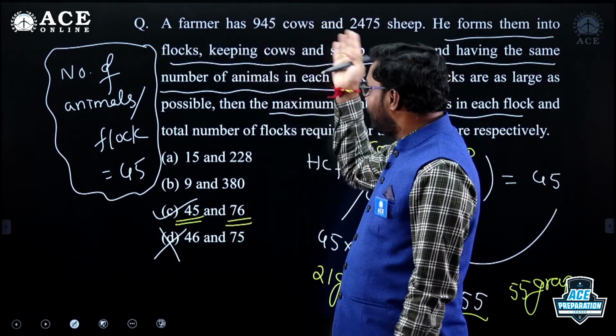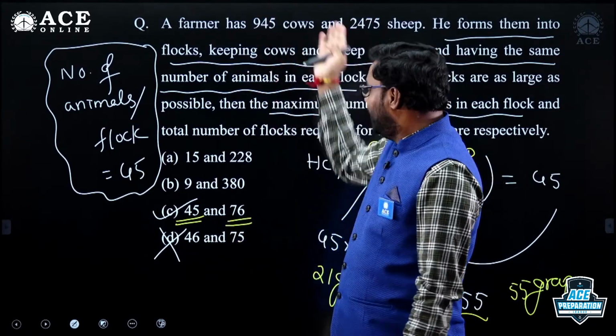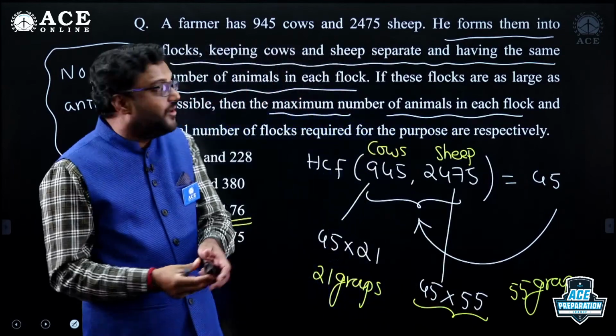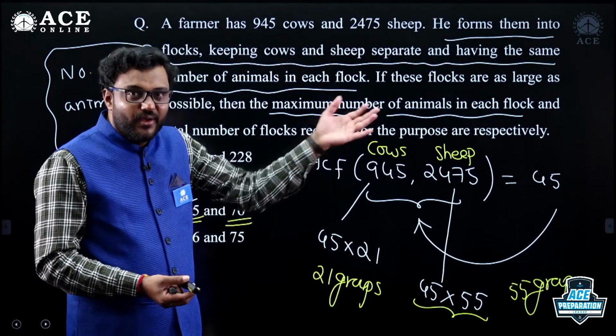Right. 45 into 76 should give this total. You have to cross verify that also. 45 into 76, whether this number will match or not? Because number of groups times each group should give the total number of animals. That also you can use to verify this actually, instead of doing all this.